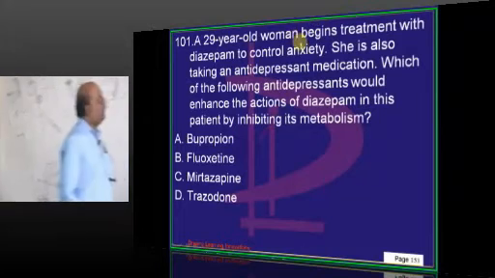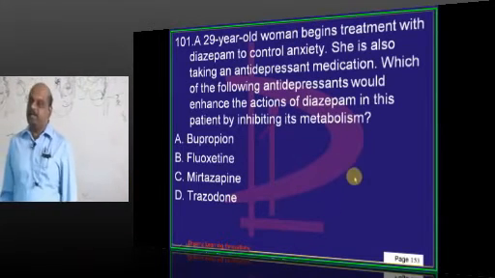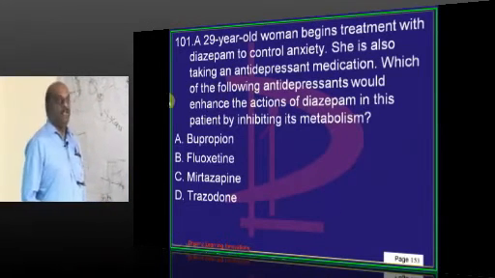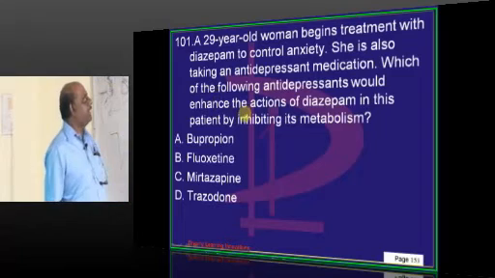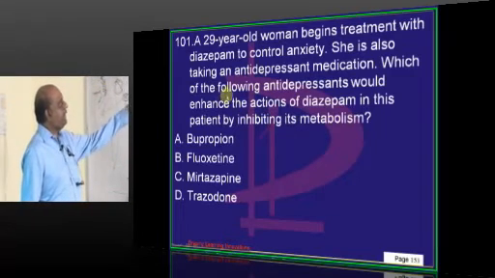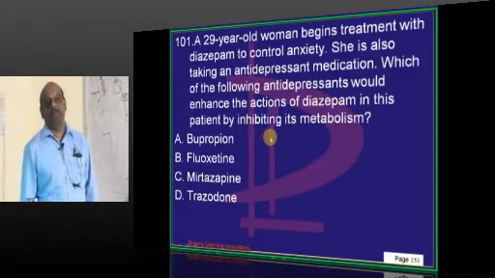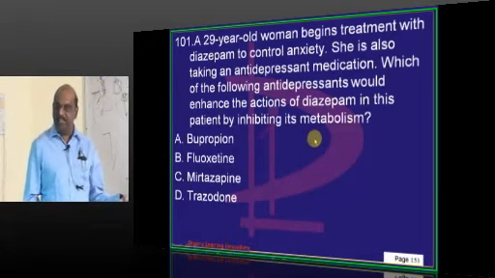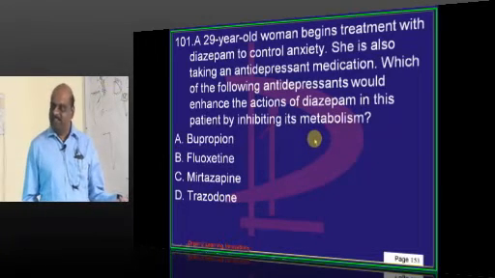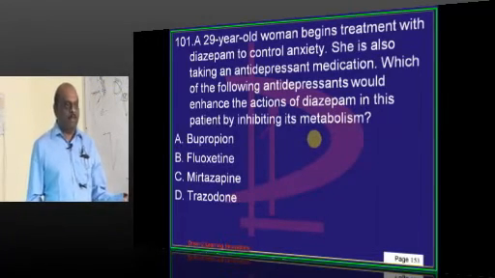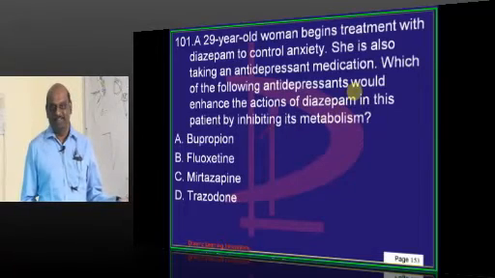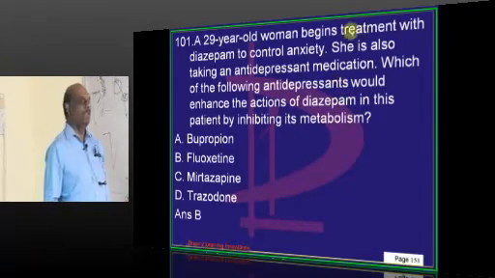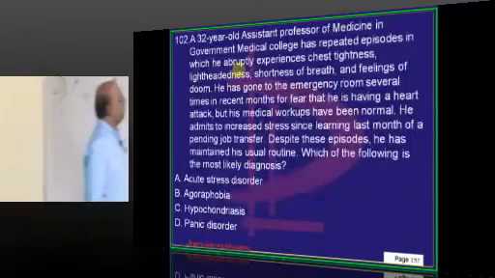A 29-year-old woman who is on diazepam to control anxiety is also taking an antidepressant. Which antidepressant enhances the action of the diazepam by inhibiting its metabolism? If fluvoxamine is in the options, SSRI is the king among chemicals to treat depression. That is the answer is what you need to remember.